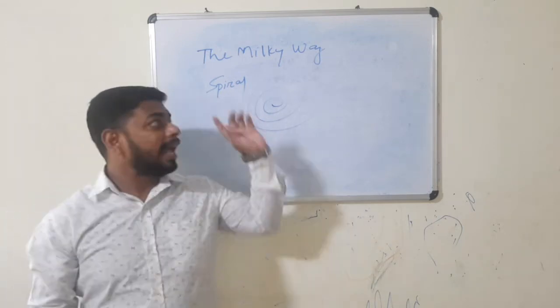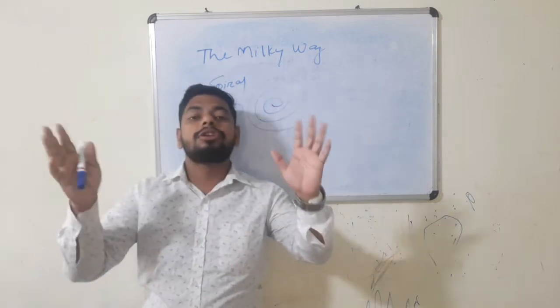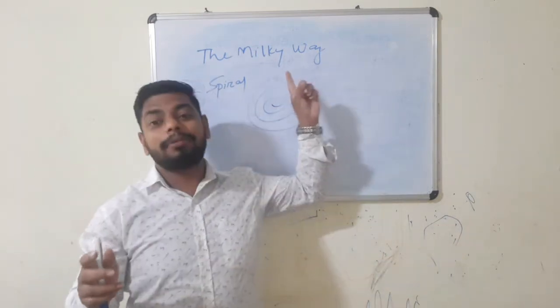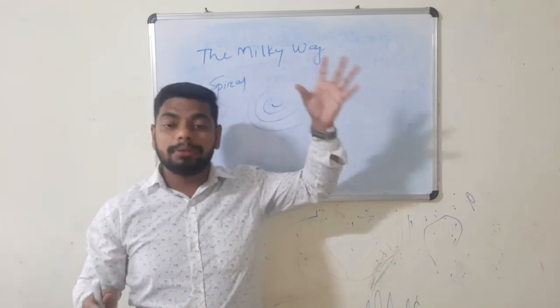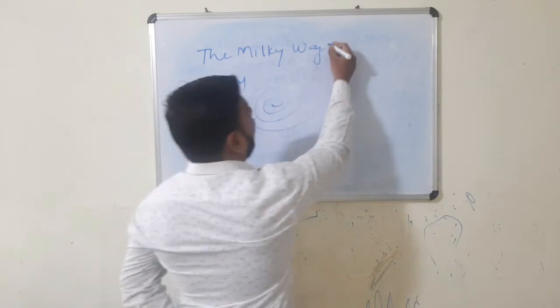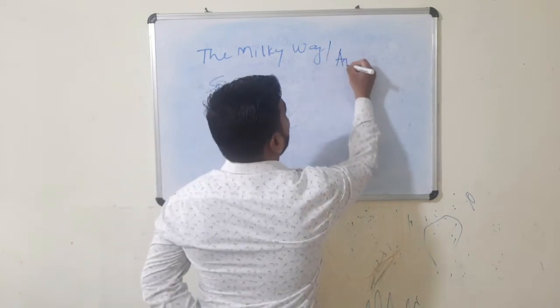In fact, like the Milky Way galaxy, there are a large number of galaxies in the entire universe. And the nearest galaxy apart from the Milky Way is the Andromeda.